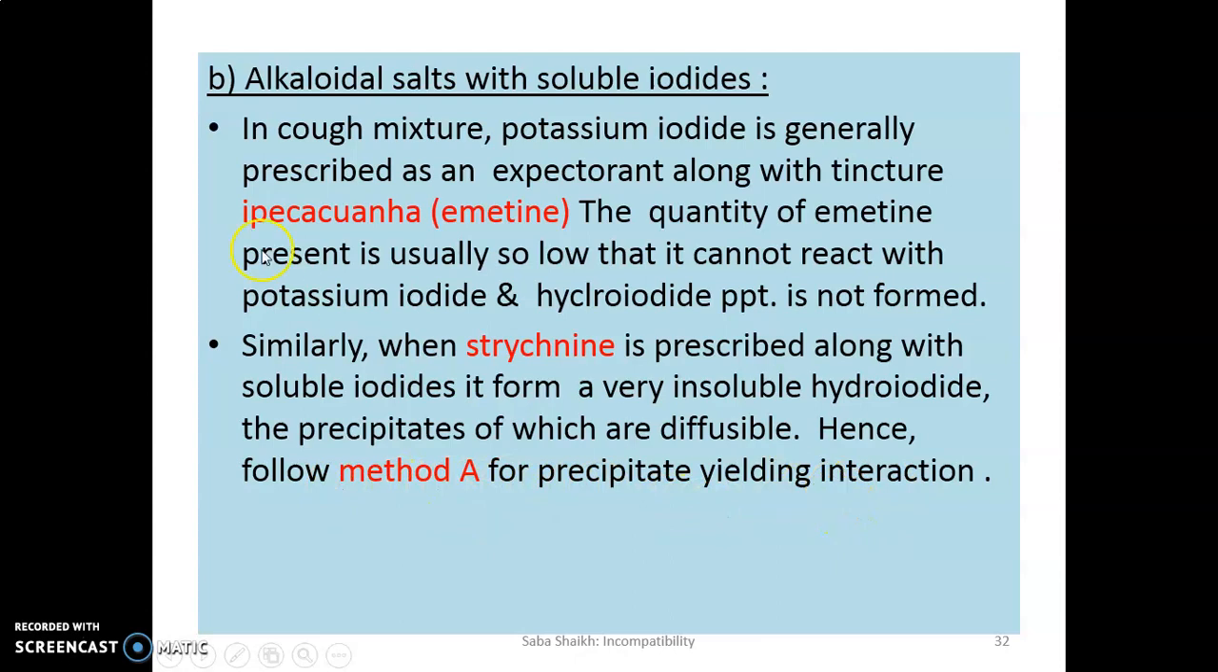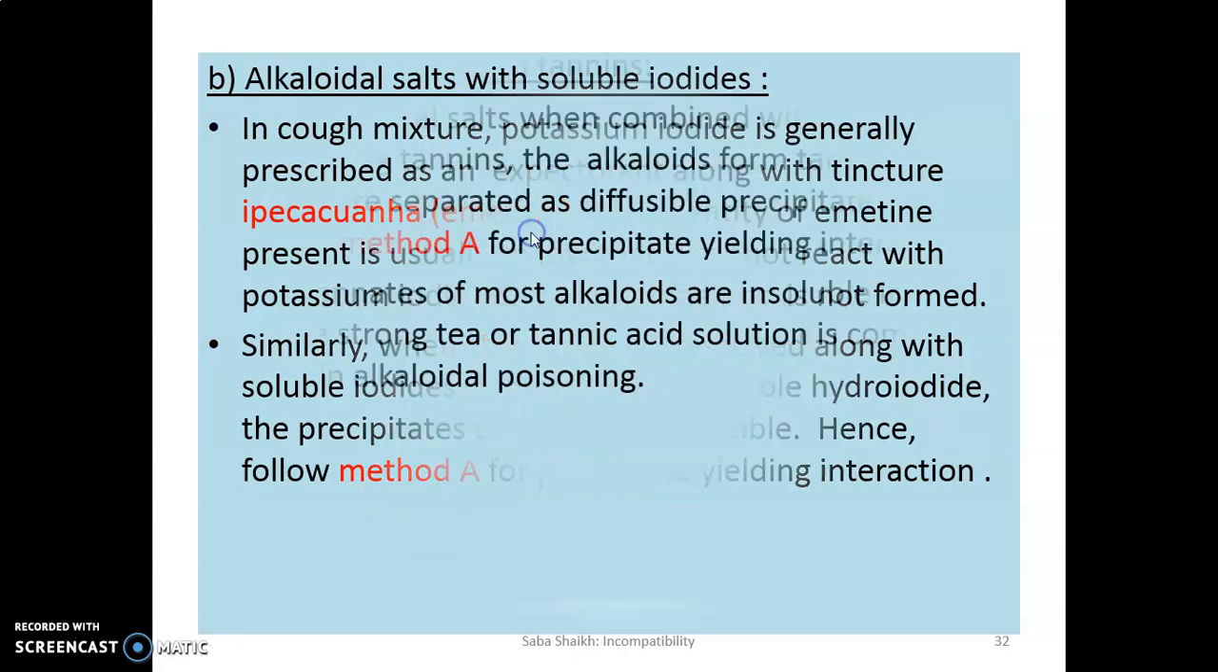Now here what will happen? In a simple way we can again see that alkaloidal salt when reacting with the soluble iodide, in a cough mixture where the iodides are present, these two will react with each other and form a precipitate. That precipitate is again diffusible type. So we have to follow method A to prepare this type of prescription.